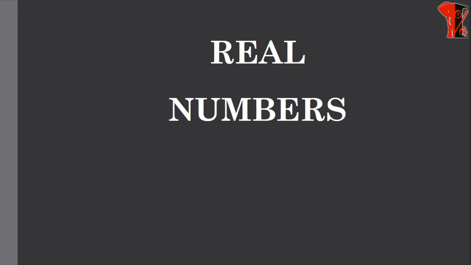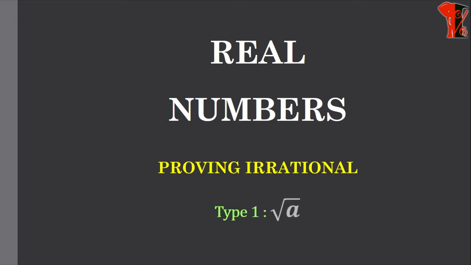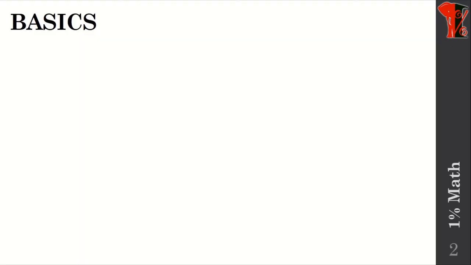Hello everyone. Today we are going to discuss a topic from real numbers. The topic is proving irrational. We are going to discuss the first type, that is type 1, root A type. Root A type means it can be root 3, root 5, root 7, root of any prime number. We need some basics on this topic.